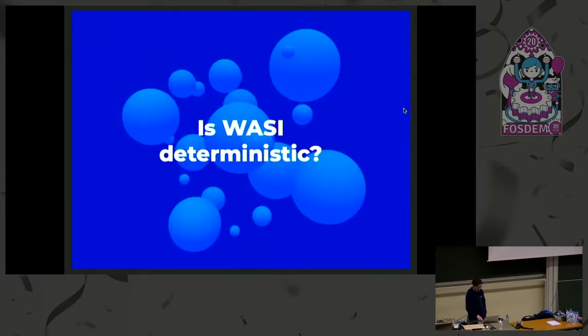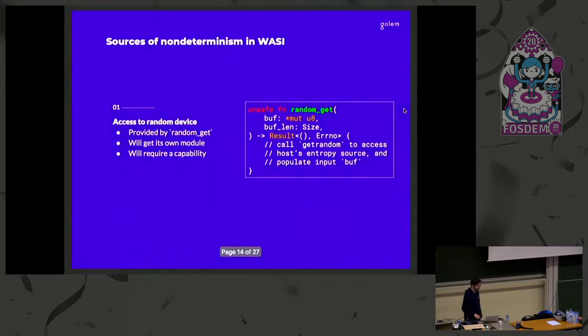Right, so is WASI deterministic? Unfortunately, it's not. There are many avenues which give you non-determinism. WASM itself has certain things that might make it non-deterministic, and with WASI, we add even more things. One of the obvious ones is access to the random device. This is done with the syscall random_get, which under the hood should call something like getrandom to actually access the host's entropy.